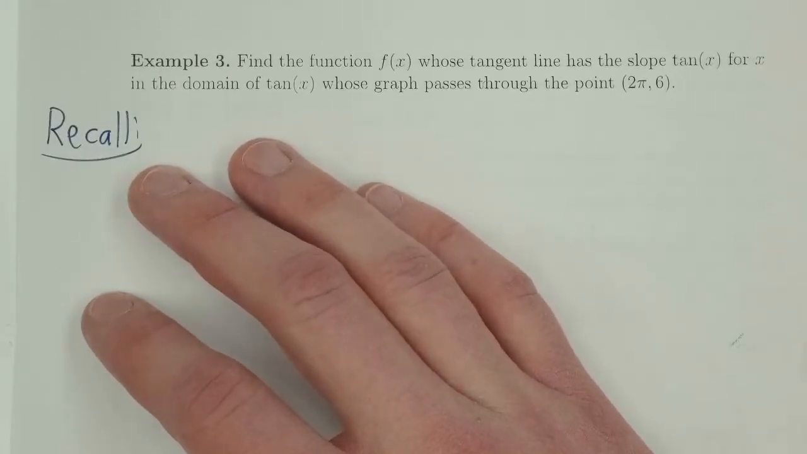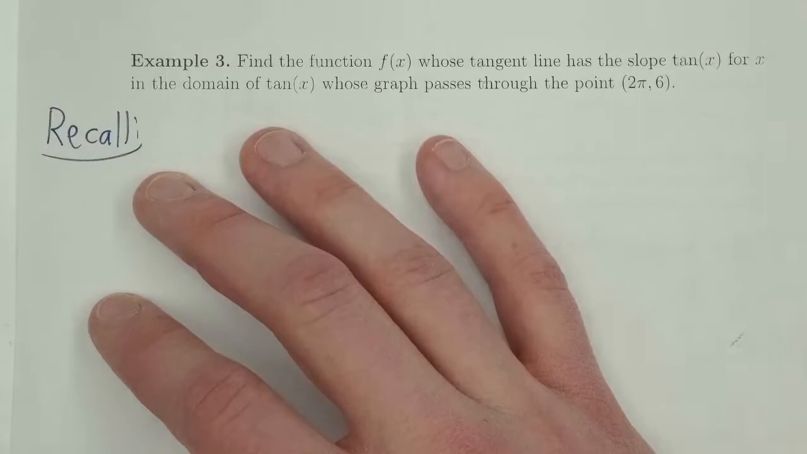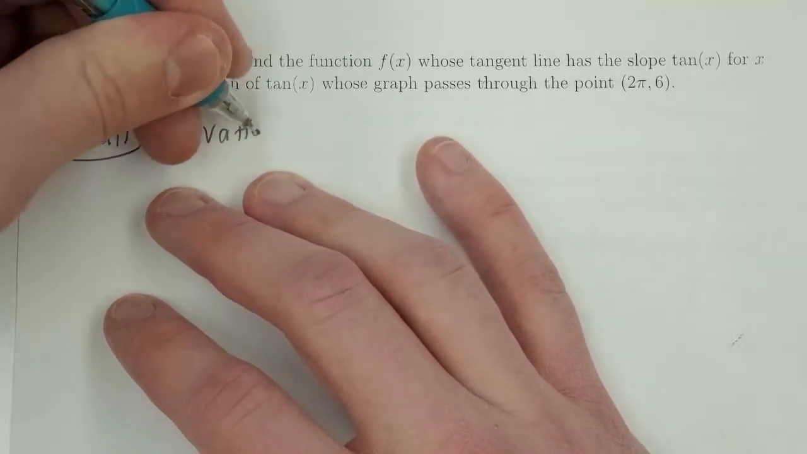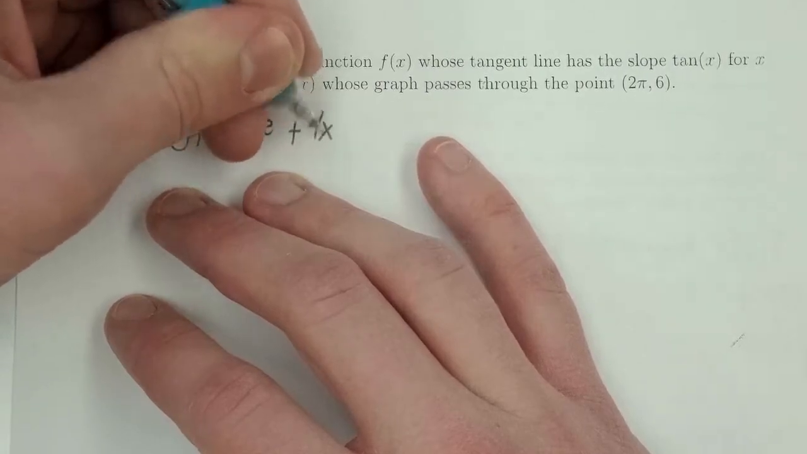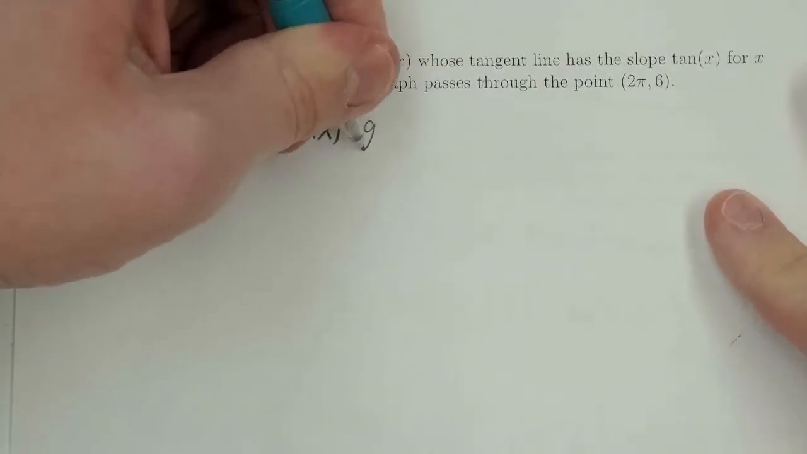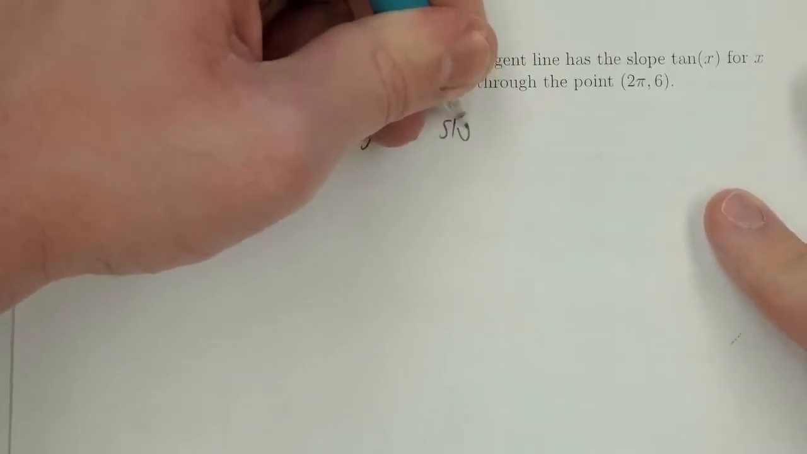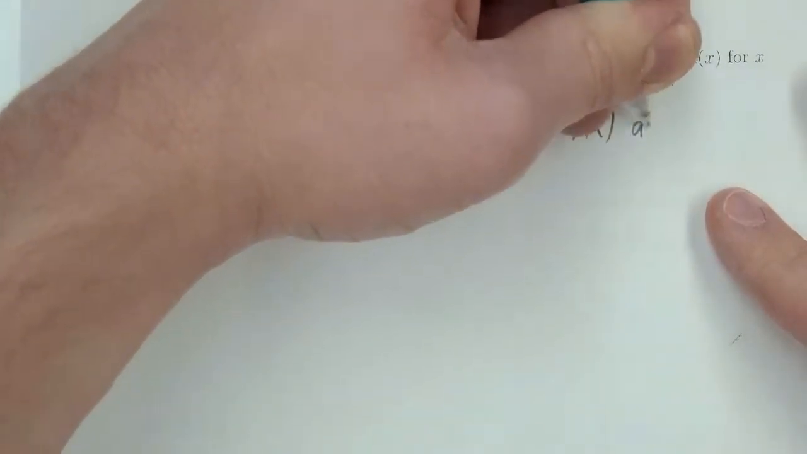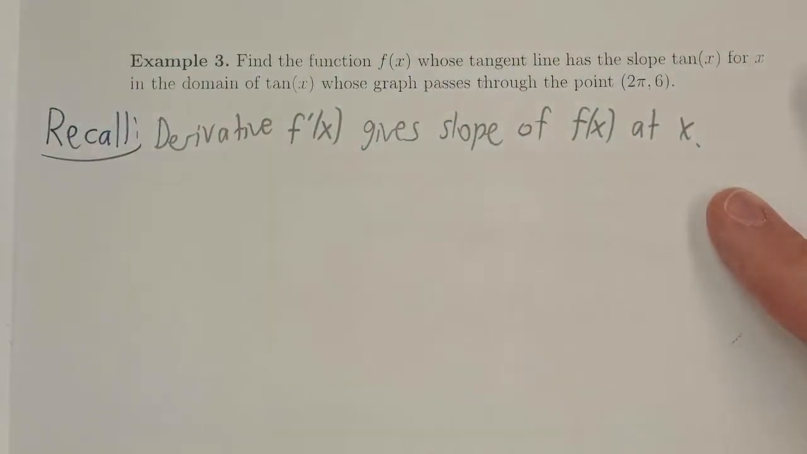So if we recall, the derivative f prime of x, if you recall from Calc 1, this is supposed to help give you the slope of the function f of x at any given point. So this gives a slope of f of x at x. Okay? So here's what this says.